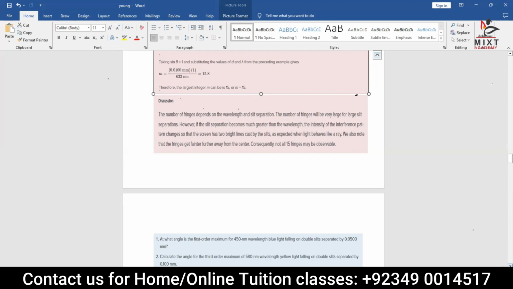So which formula will be used in this? What angle? So it'll be d sin theta is equal to n lambda, or m lambda, whatever. Some books write it m lambda, some books write it n lambda. It depends. M or n means the same thing, the order.